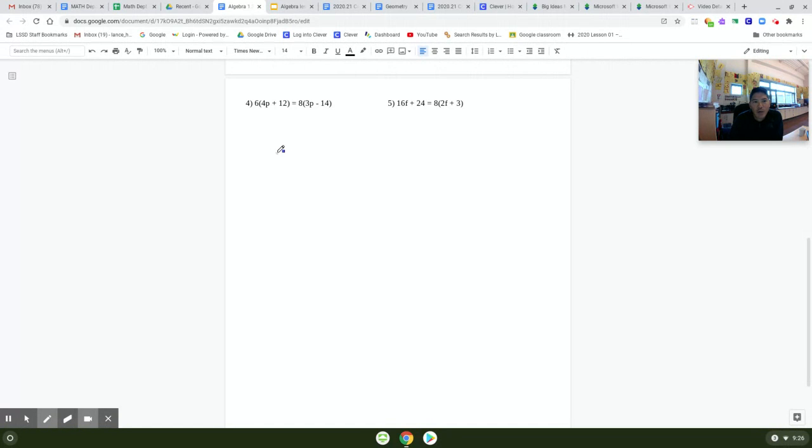So still solving equations with the variable on each side. For example, 4, I have the variable on each side. The variable is p, but we have parentheses and then a number outside the parentheses. So we can distribute both on the left and right sides of the equation.